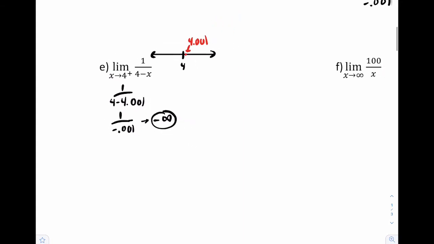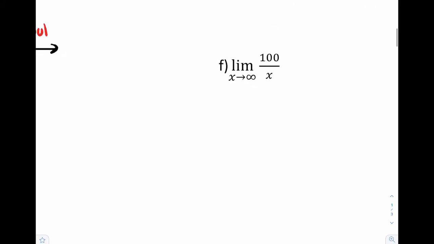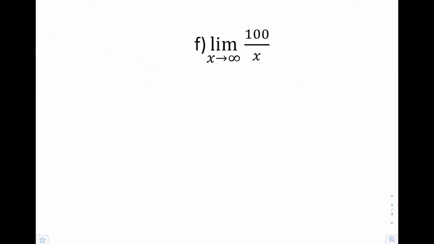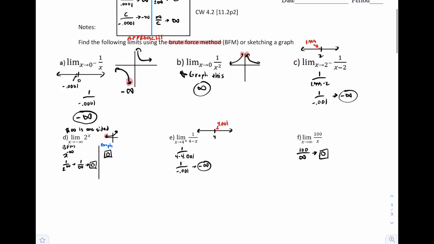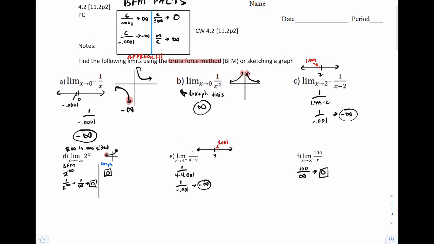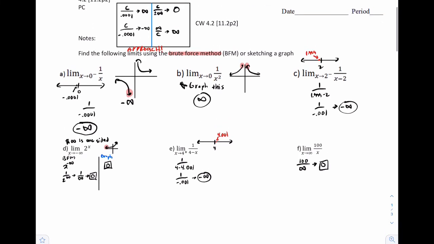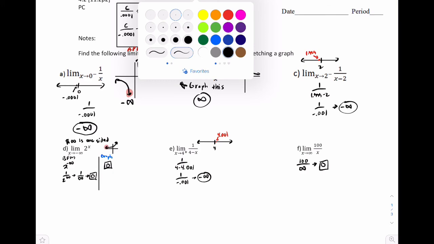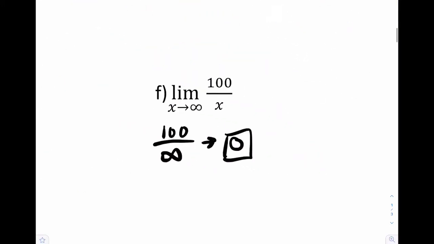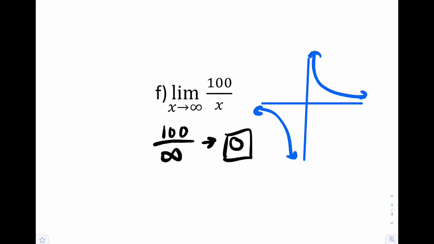Now we go to the last example here. For this one, let's just plug in infinity. 100 over infinity. And look, that's 0. So those are pretty cool. And again, we're practicing the brute force method, or you could graph this. So this one we actually could have graphed as well, because that's a graph we should know. 100 over x, that's basically the 1 over x graph stretched, but it'll just look something like that. And again, I can see right here, that's definitely approaching 0.